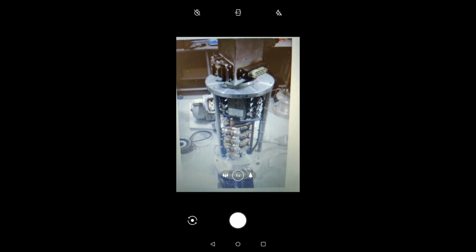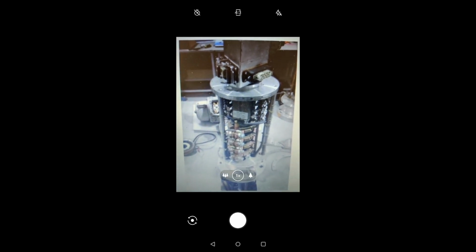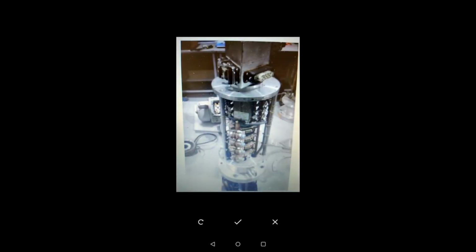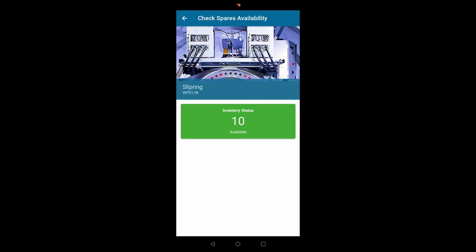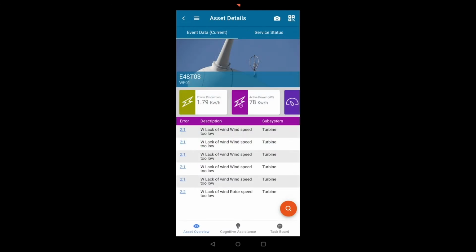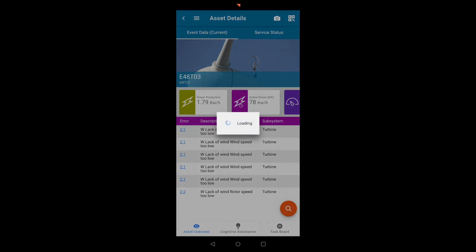The field engineer is also equipped with voice-based interaction with the application using natural language processing, to an extent that it is possible to find out availability of spares at his warehouse by clicking a picture of the damaged part. Using image-based pattern recognition and machine learning models, several other services can be provided.